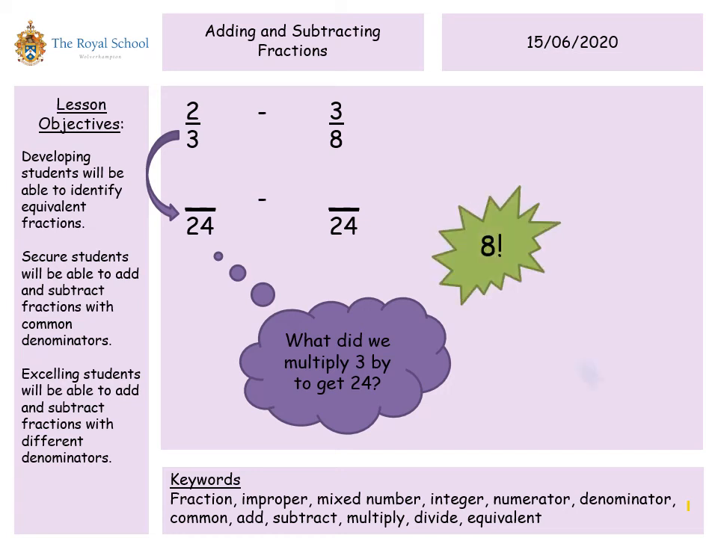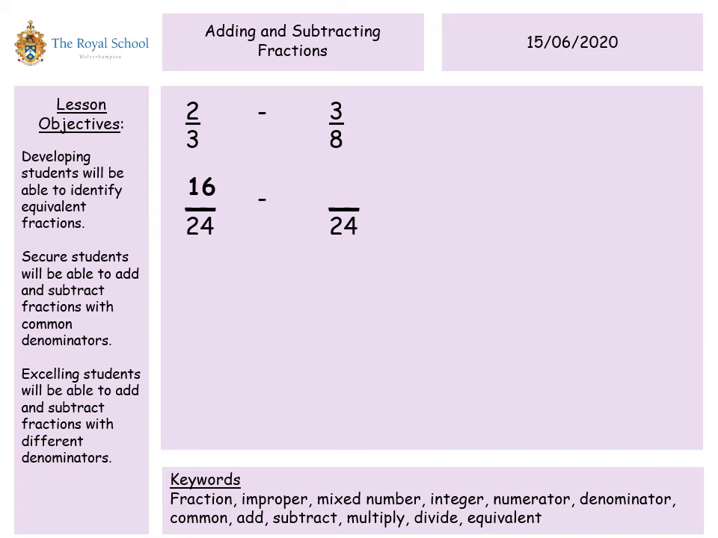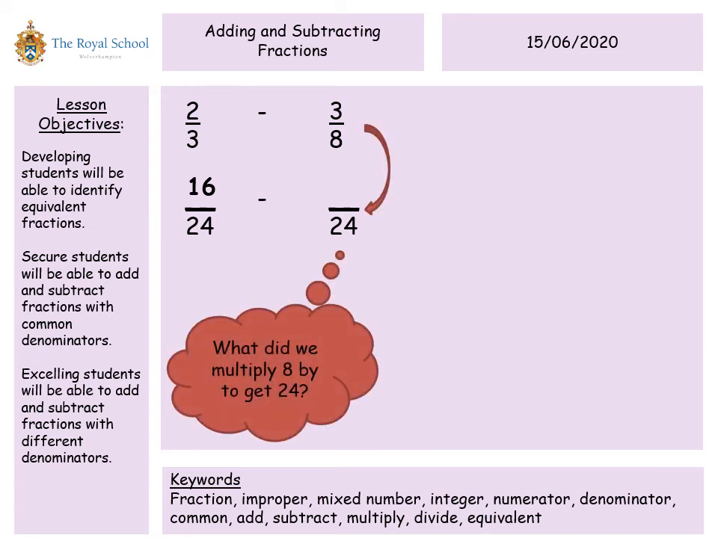Now if our bottom numbers have been times by 8, then our top numbers need to be times by 8 as well. So we need to do a 2 times 8, and we get 16 as our top number, our numerator. And then we do the same to the second fraction. So our bottom number of an 8 has turned into a bottom number of a 24. What have we times by? Well, that's going to be 3.